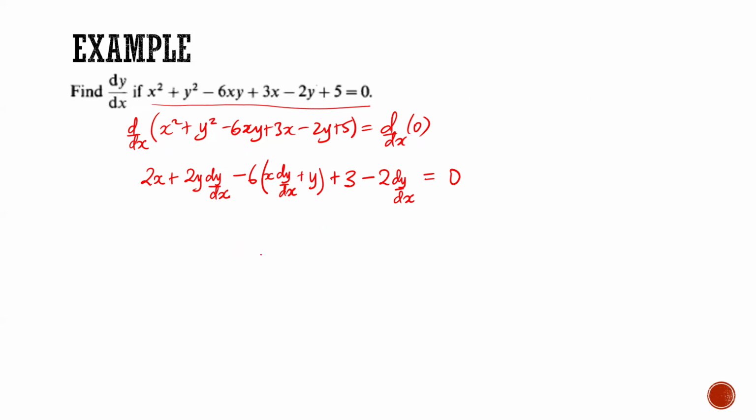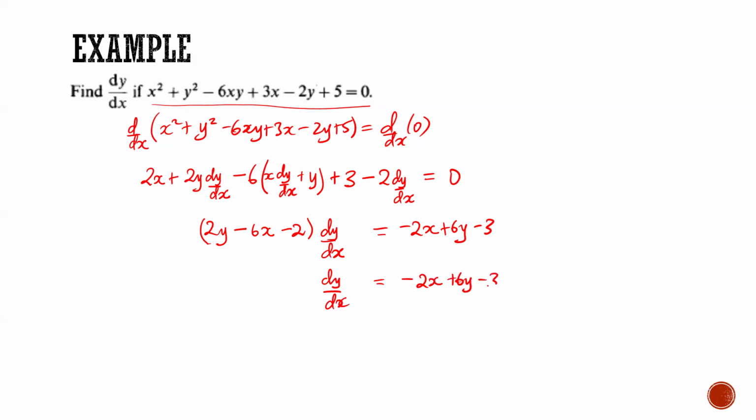We can collect like terms. All the terms that have dy/dx, we can have them together: 2y minus 6x minus 2, all this multiplied by dy/dx. We take everything else to the other side. We have negative 2x plus 6y minus 3. And so dy/dx will be equal to negative 2x plus 6y minus 3, divided by, we could factor out the 2, y minus 3x minus 1. And so this would be the gradient function.